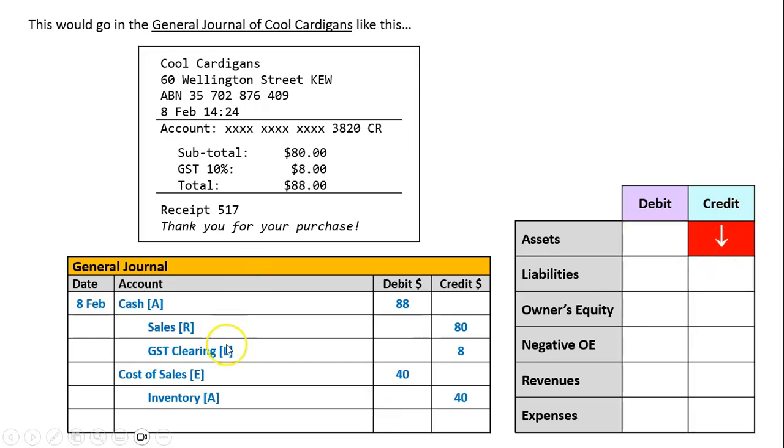And we've got all our debits and credits, so there's always 5 entries required for a sale. What we need to always finish with in the general journal is our narration, and we'll just say cash sale of inventory, EFT receipt 517.